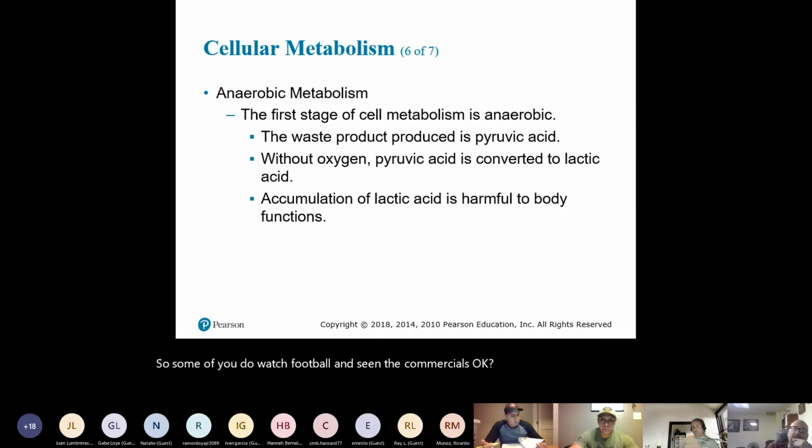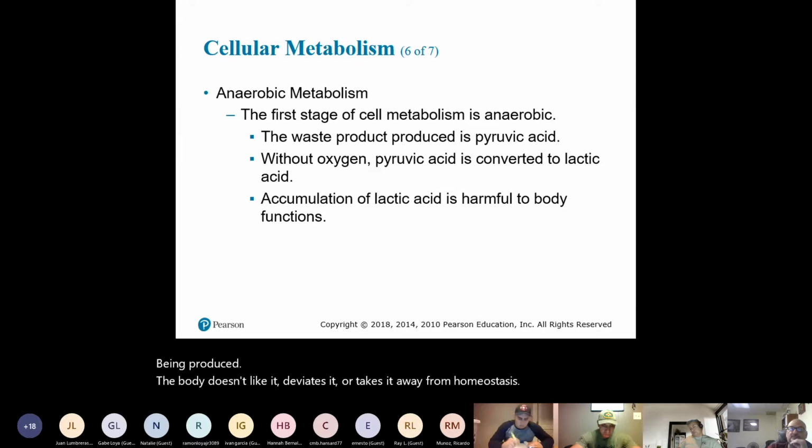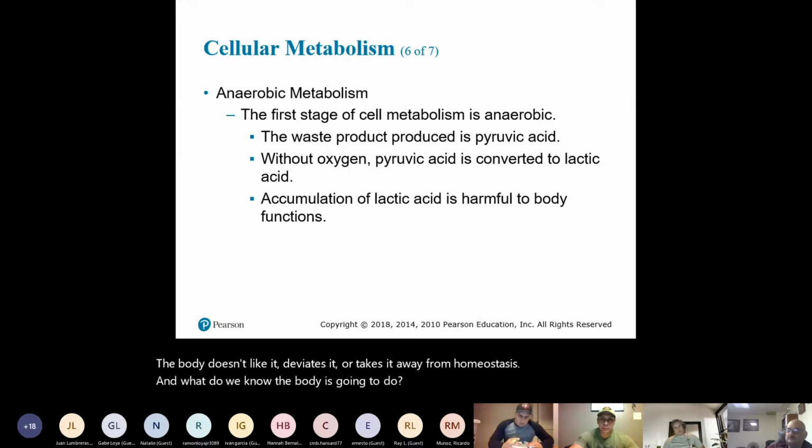We still have heat, water, and carbon dioxide being produced. Now, in this case, what happens is we're also creating pyruvic acid. When you hear acid being produced, the body doesn't like it. It deviates it or takes it away from homeostasis. And what do we know the body's going to do? Try to get rid of it.